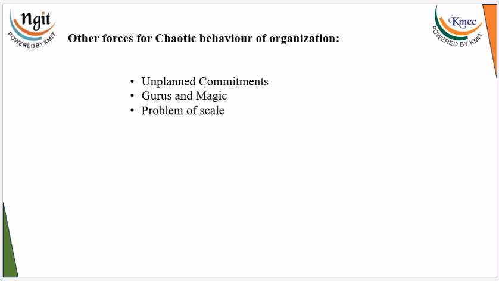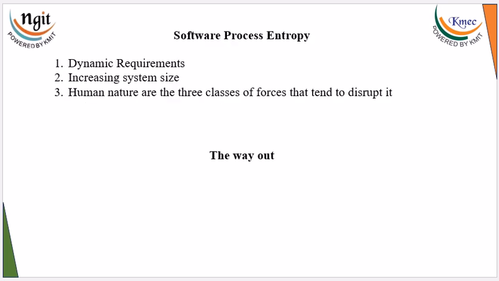Because of the chaotic behaviors, the software process actually pushes the organization towards disorganization. That is, your process could be disorganized, and this disorganization could be because of dynamic requirements, increasing system size, and human nature. These are the three basic classes of forces that disrupt the software process, causing entropy.